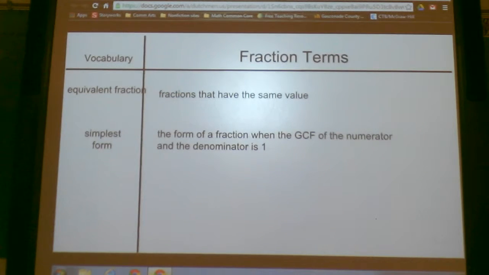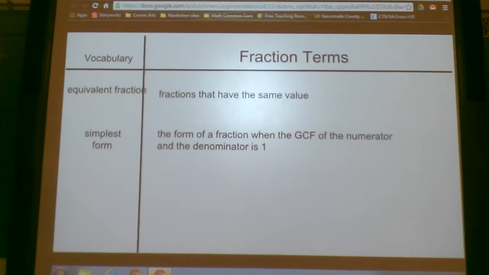Today we're going to start talking about fractions. So we have a few fraction terms that we're going to talk about first. The first one is equivalent fraction. That is a fraction that has the same value. So two different fractions that, even though they're different, they have the same value.